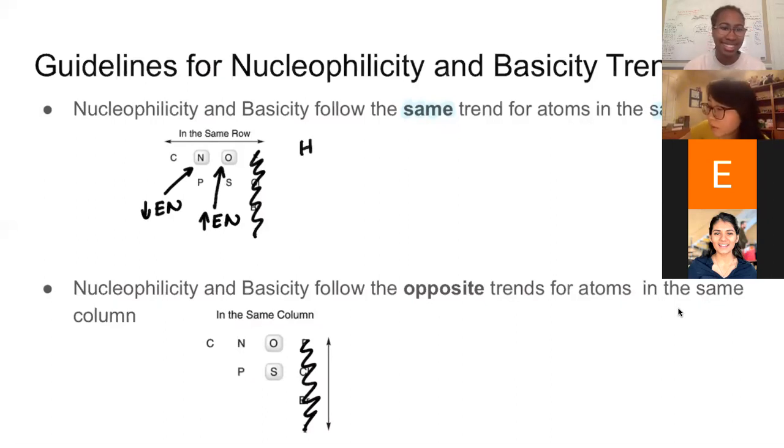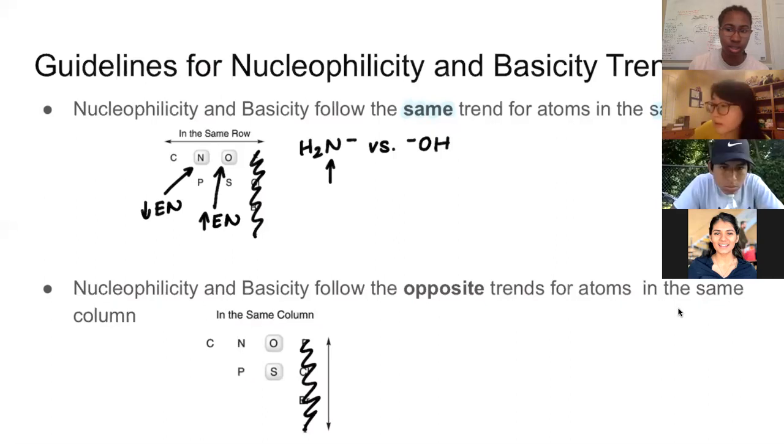So if we were to look at, for example, H2N minus and OH minus, we're going to see that N is less electronegative. That means it's less stable with that negative charge. Therefore, it's going to be both a stronger base and a stronger nucleophile than OH.